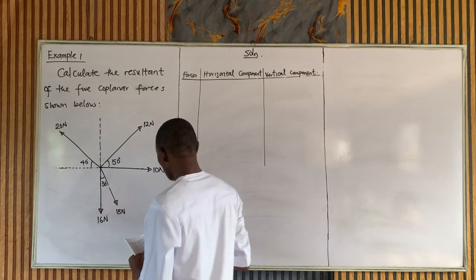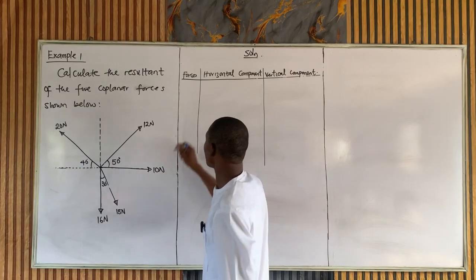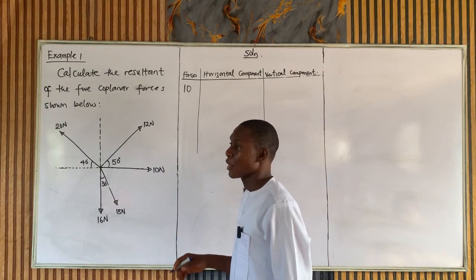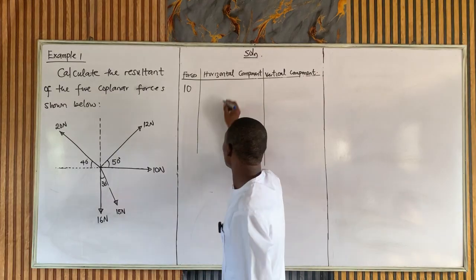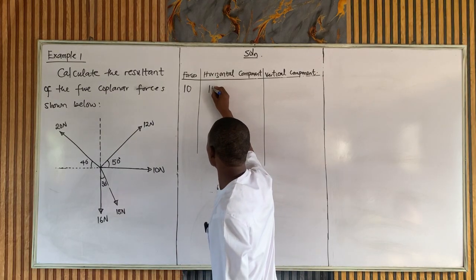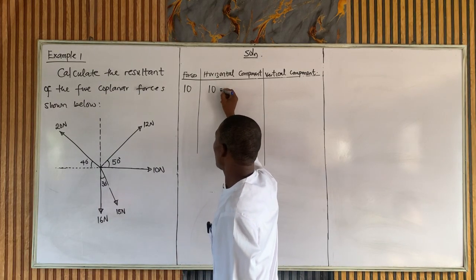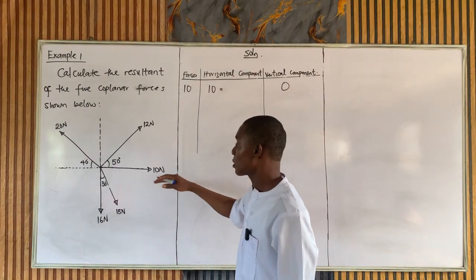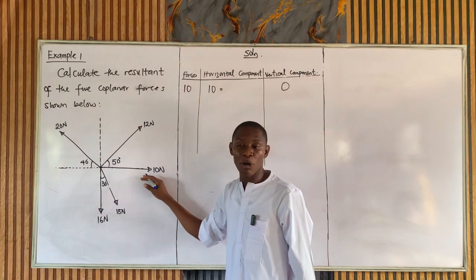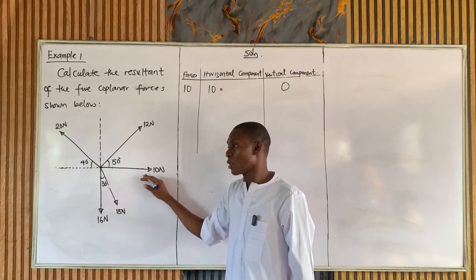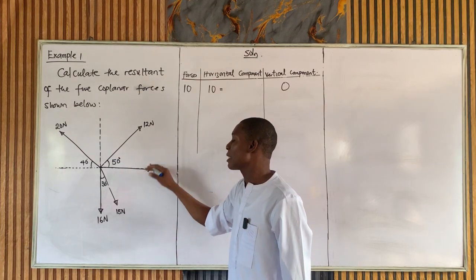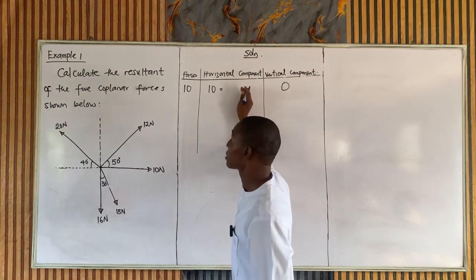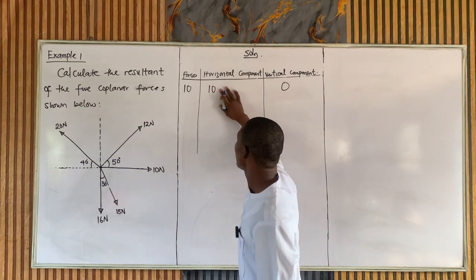Okay, so the first force we have here, let's start with this 10. Now, mind you, this 10 is already in the horizontal, so it's going to contribute only to the horizontal. And in the vertical, it will be 0. For some authors, they will simply say it makes an angle of 0 degrees to the horizontal, and because of that, they will say 10 cos 0. In that case, 10 cos 0 will still give you 10, so there's no need for that.